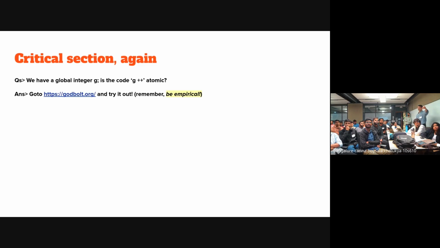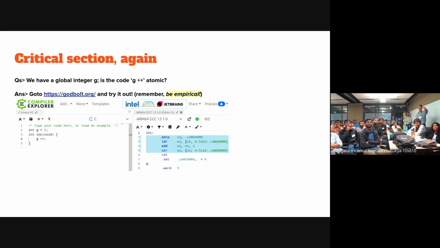Here's that example, G++. Guys, have you seen this website? Very nice. Compiler Explorer. So I did G++ on ARM64 GCC 13, which is pretty recent, with optimization level 2, the optimization that the Linux kernel is compiled at. And look, G++ takes 4 machine instructions. Now, tell me, can't we get preempted after 1 or 2 or 3 of them run? Of course we can. So don't make assumptions, guys. I keep telling people 2 golden rules: don't make assumptions, and be empirical. Empirical means don't trust the book, the author, me. Try it yourself and see.